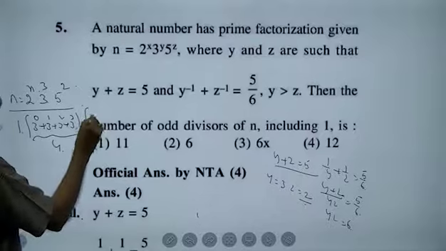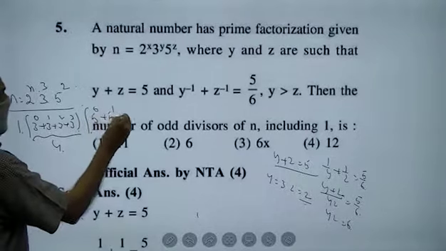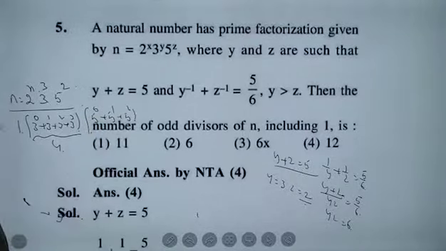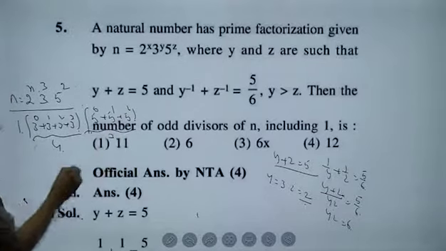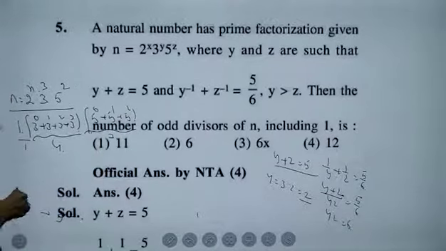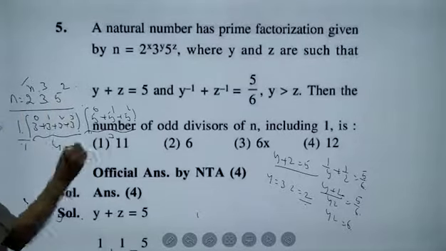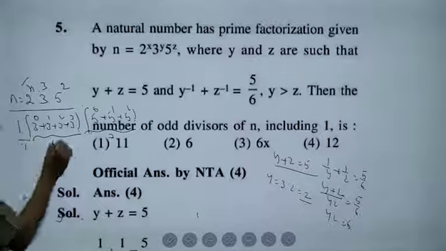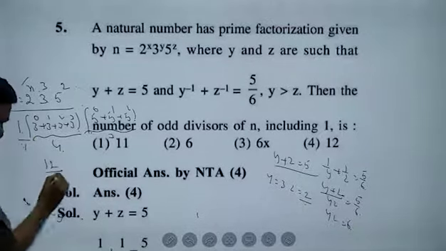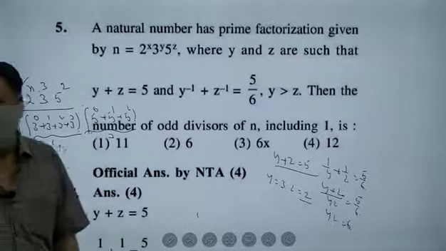You can select 5 what? 0 times or 1 time or 2 times. So you can select in how many ways? 3 ways. This is one way. So you can dispose of 2 in one way and 3 in 4 ways and 5 in 3 ways. So 1 into 4 into 3, how much? 12. That is your answer.